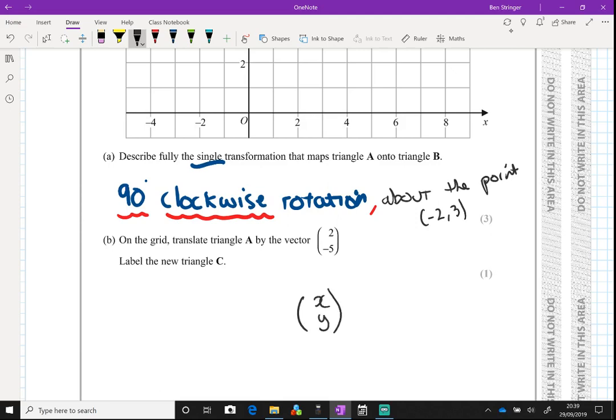X is on the top, y is on the bottom, that's how the vectors work. So think about the x-axis. It's positive to the right. So I've got a positive number up here, therefore I'm moving it 2 units to the right.